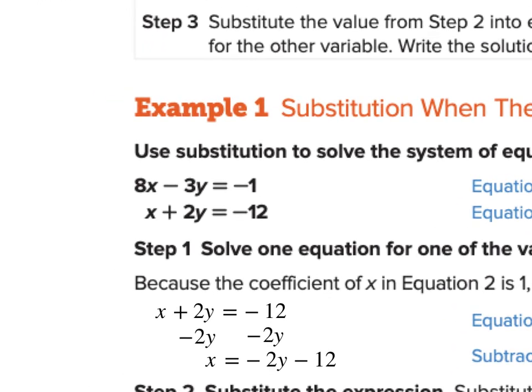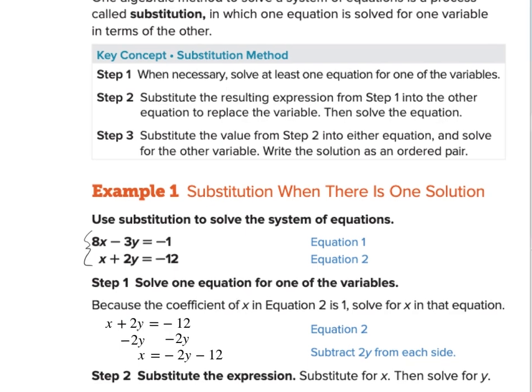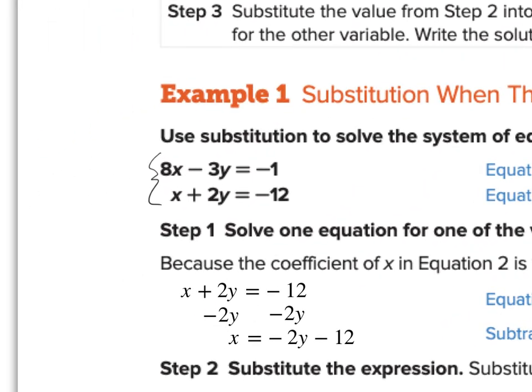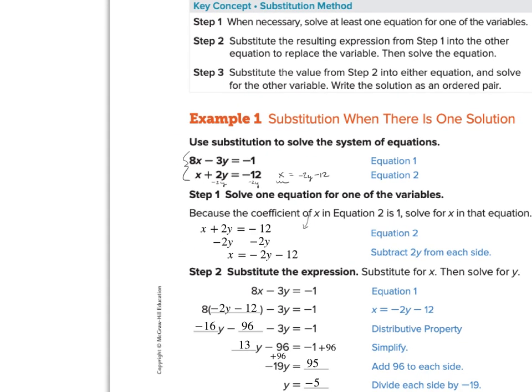If we look at this, we have this system working together, and they're saying solve one of the equations for one variable. So I could subtract 2y from both sides, and then all of a sudden x is equal to negative 2y minus 12, and that's what you see down here. So I have now solved that equation for one variable. That is step one.